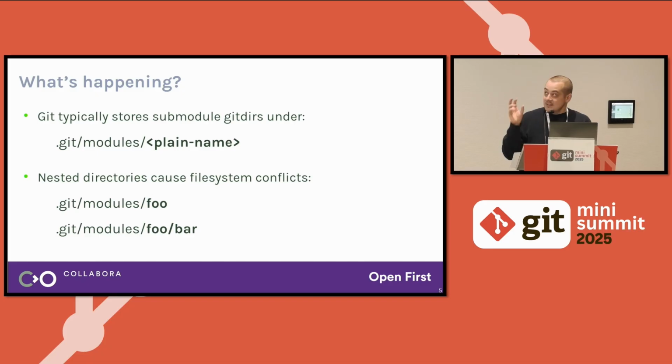Git uses a file backend, which Patrick also mentioned, which stores the Git directories, the Git repositories, in the file system under the modules directory, using the plain name, right? So when you add two submodules named foo and foo/bar, they will conflict in the file system because they will be nested, right? That's the basic problem we're trying to solve.